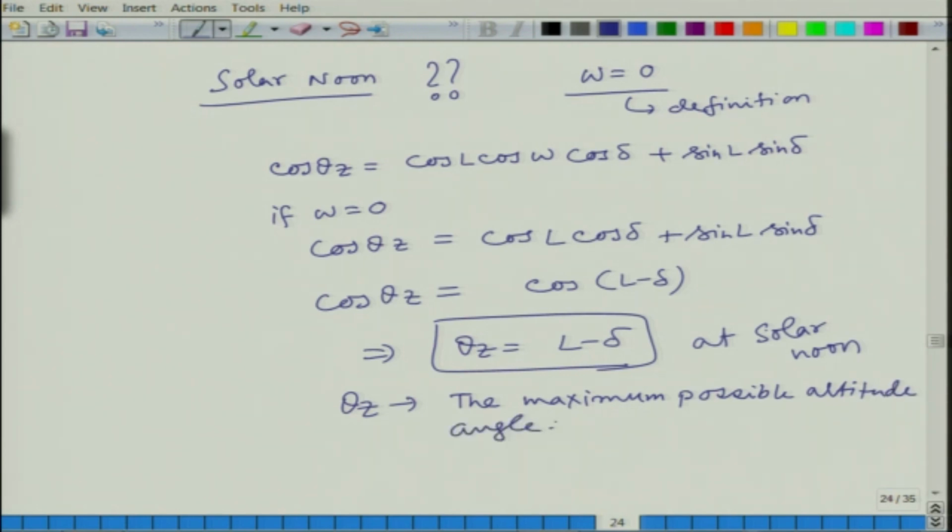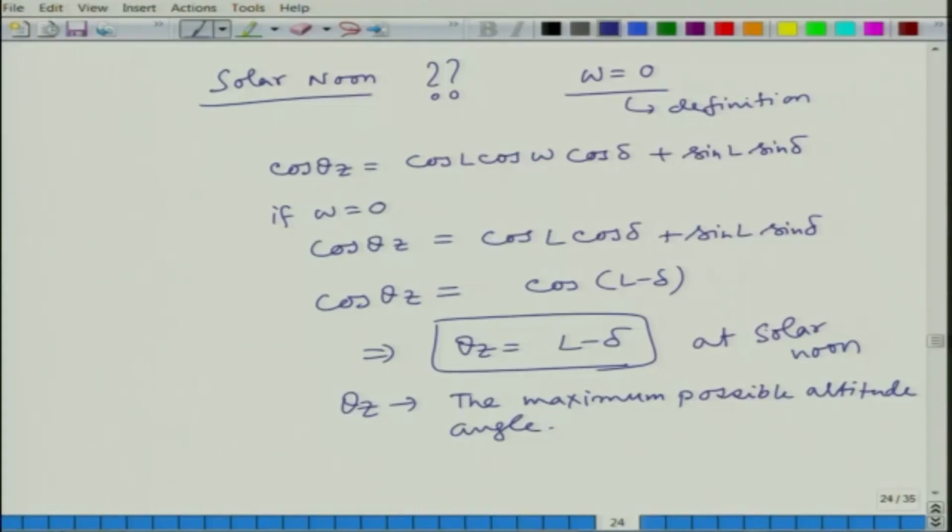That means how much you have to look up to look at the sun directly, starting from the horizontal plane. Here we can see that this zenith angle depends only on the latitude, which signifies the position of the observer, and the declination angle, that is the day of the year. So, for a particular location, suppose you are at Hyderabad, and for a particular day of the year, you know exactly how much the sun will go up in the sky. It depends only on the location and the day of the year.